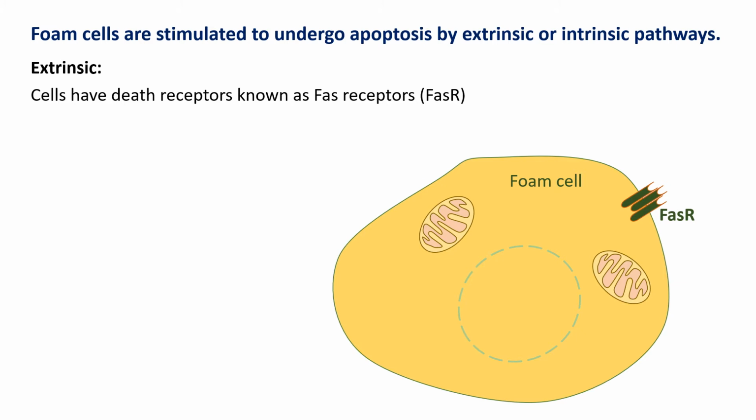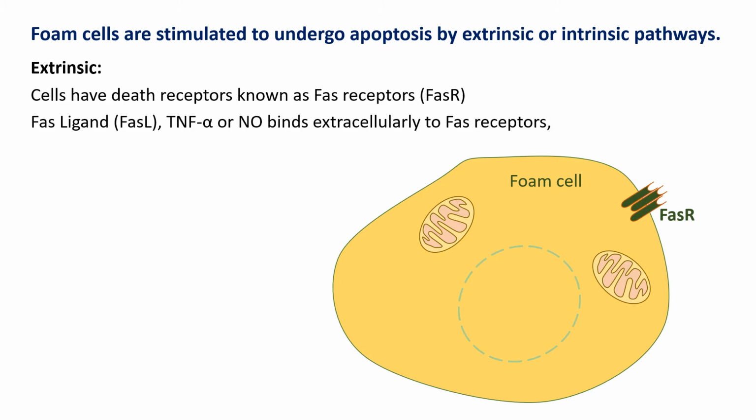In the extrinsic pathway, the cells on their plasma membrane have death receptors. Death receptors are also known as Fas receptors, F small a small s, and that can then be written Fas-R. If ever you see a big R at the end of something, it usually means receptor. Binding to the Fas-R potentially is Fas ligand. Nice simple naming going on here.